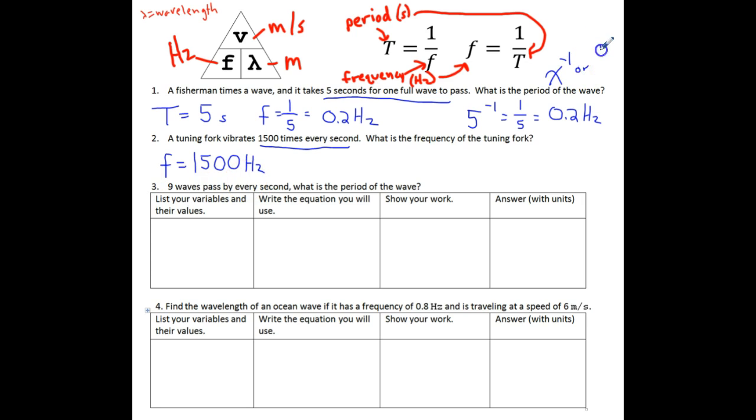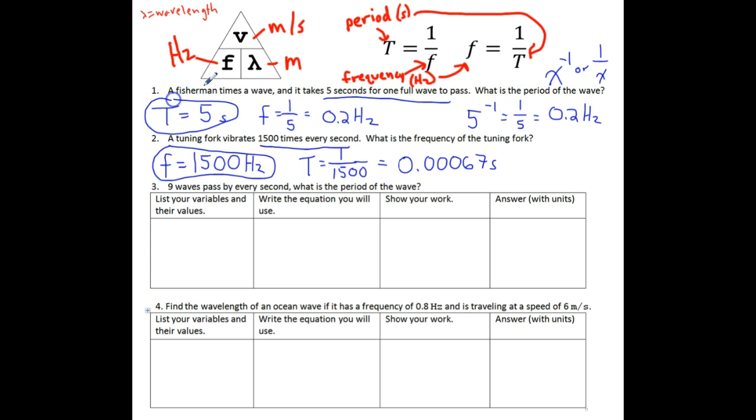But if you actually want to solve for the period, again, you can just use this inverse function. It's just 1 over 1500, 1 over the frequency. That's going to give you 0.00067 seconds. So that is the answer for that one. No calculations were required for this, but we'll do some of those later.